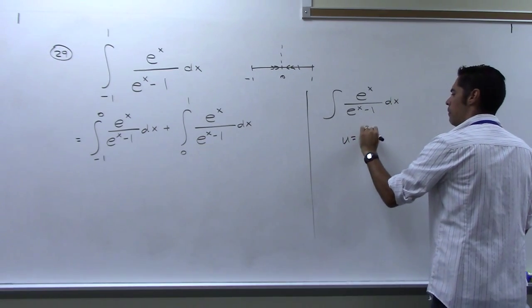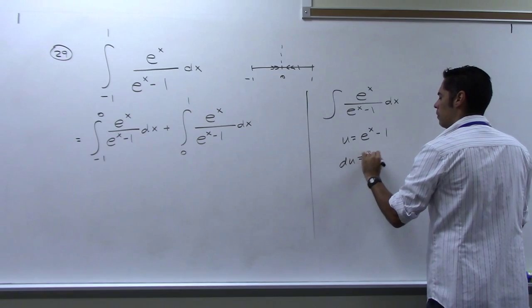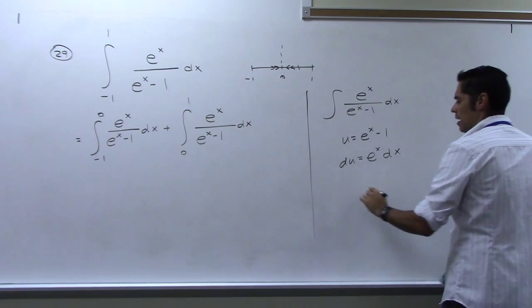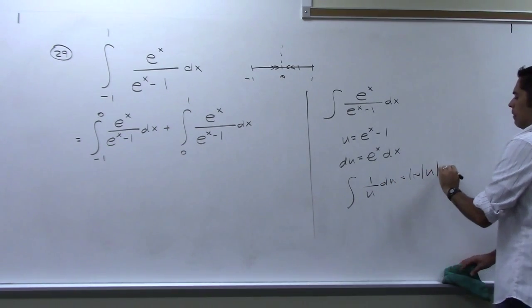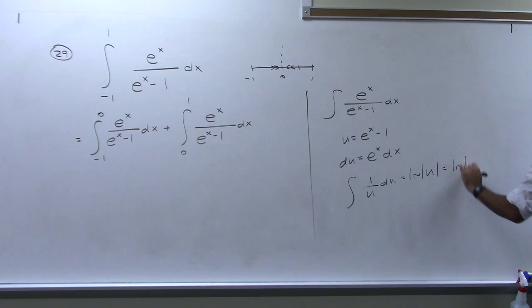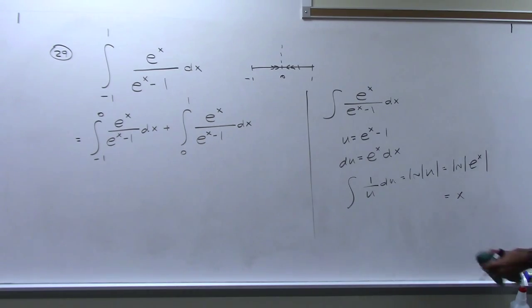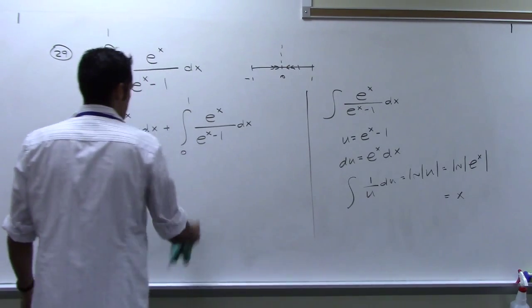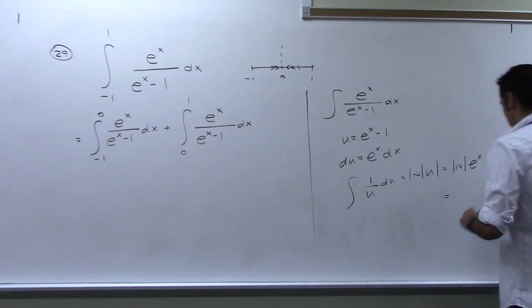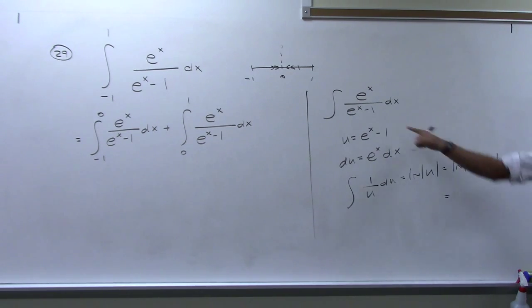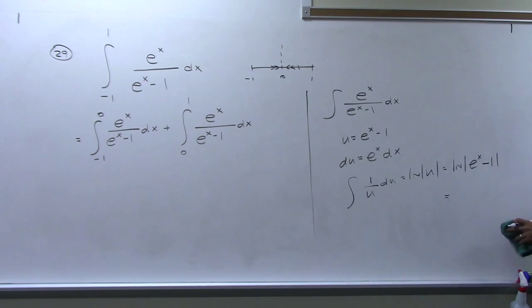Basic u sub. And then that becomes integral 1 over u du, which is natural log of u, which is natural log of e to the x. But that's just x. So that's kind of weird that we just get x. Oh wait, sorry, e to the x minus 1, that didn't seem right. Okay, u is e to the x minus 1, not e to the x. So I can't simplify this at all.